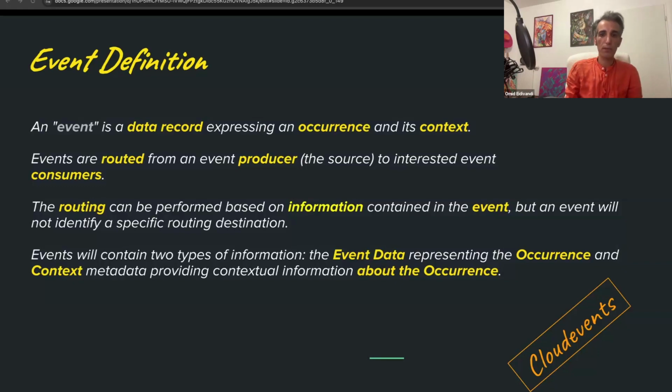The end part is really the final one, representing all that we talked about: event data representing the occurrence, and contextual metadata providing contextual information about the occurrence. I'm just trying to say that context and occurrence are related. You cannot separate them into different places, or strictly separate them. This is not possible. You suffer at a later time.